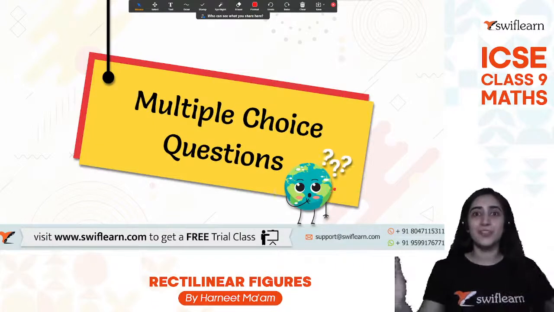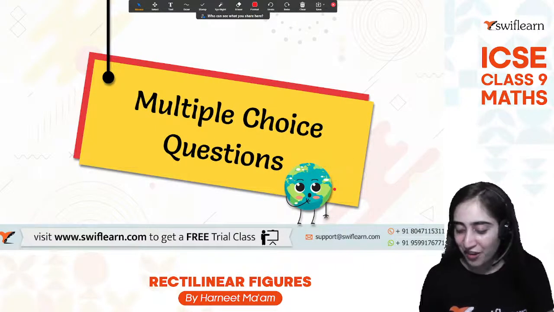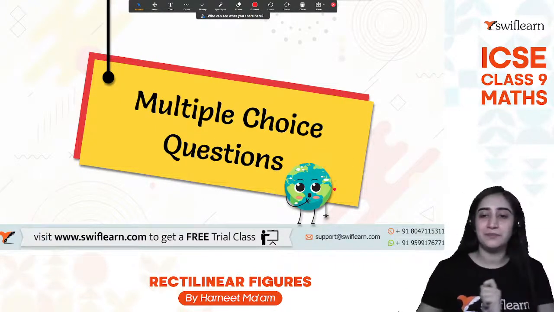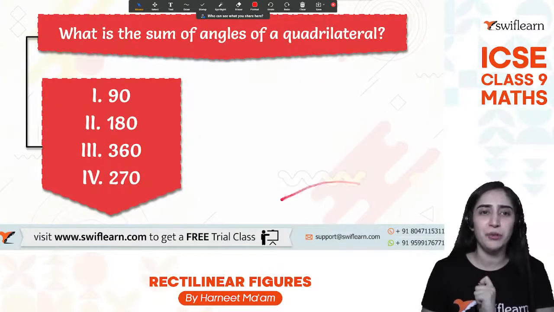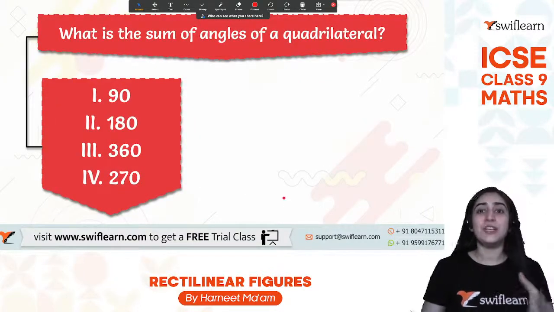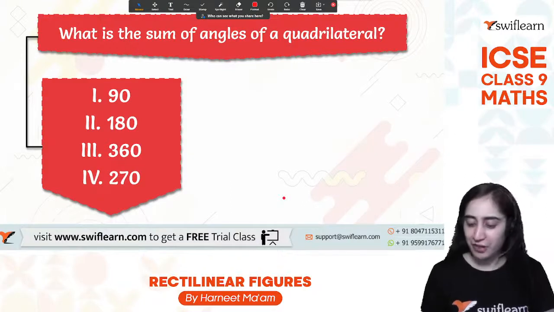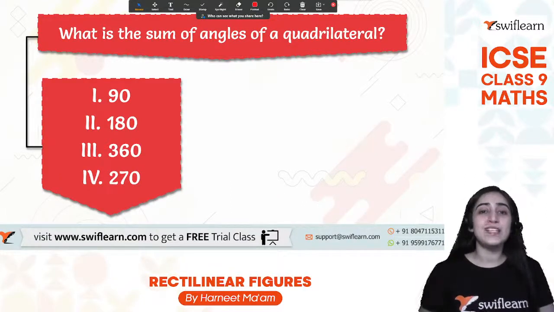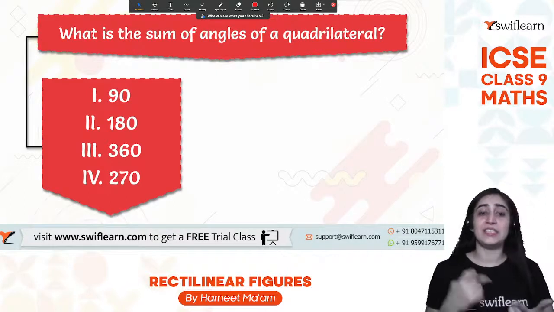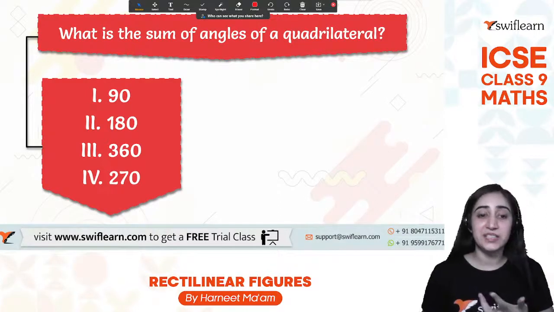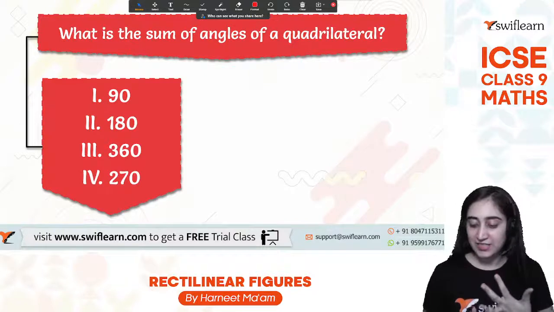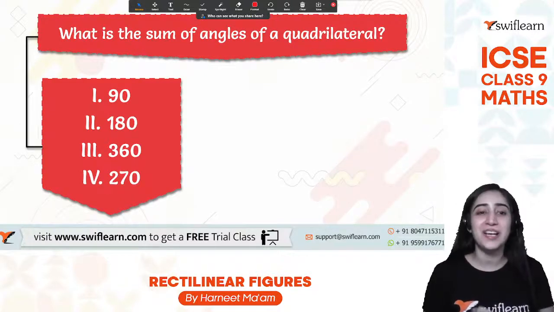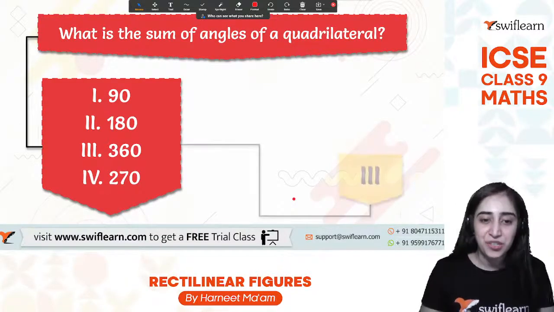Let's do the multiple-choice questions. Everyone be ready. I want your answers in the chat box quickly, okay? So first question for you all. What is the sum of angles of a quadrilateral? Let me see how many of you know it. Yes, quickly do that. It is A 90, B 180, C 360 degrees, D 270. C, Pragya, congratulations, that's the right answer. That is C, 360 degrees.